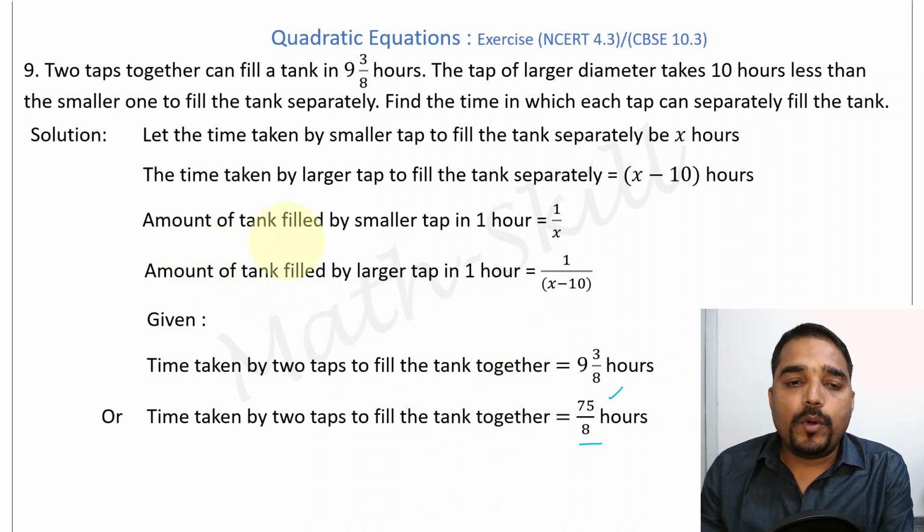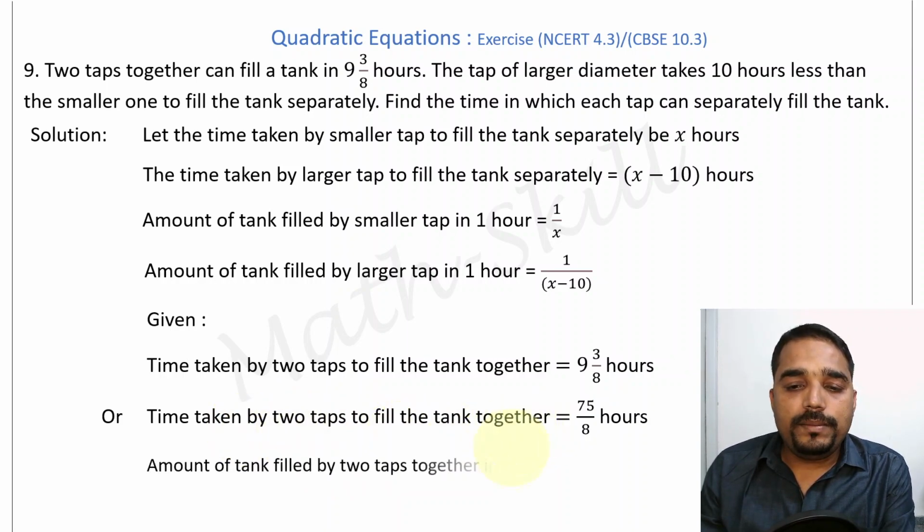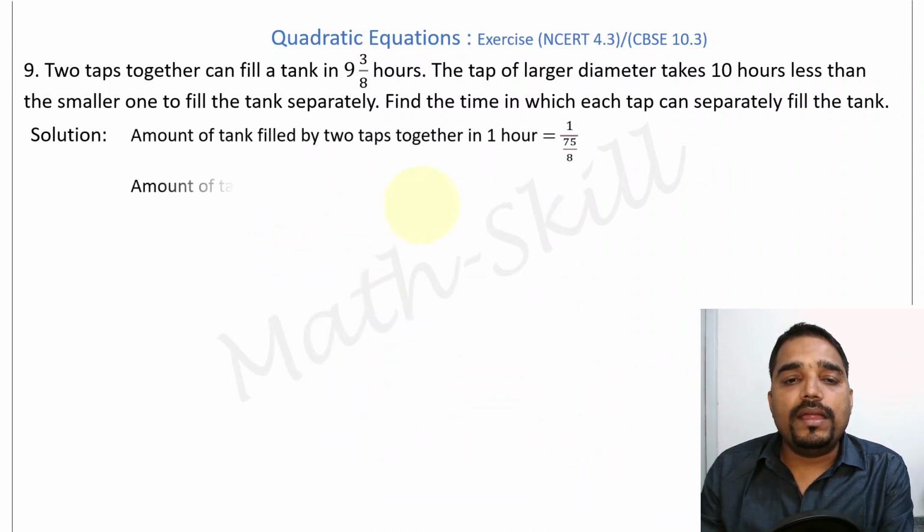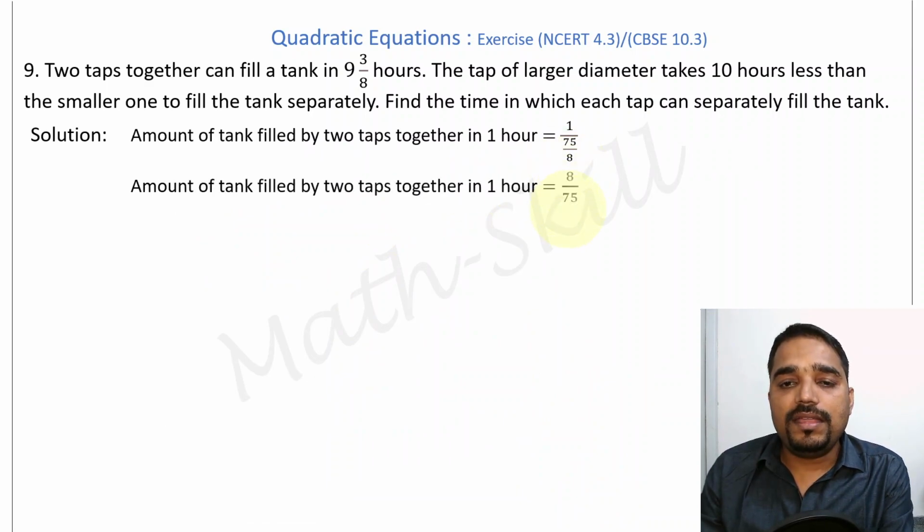Since we have found the amount of tank filled by the smaller as well as the larger tap in 1 hour, let us now find, if both taps are kept open, the amount of tank that will be filled in 1 hour. Based on the given data, this is 1 divided by 75 by 8. 1 divided by p by q, because there is a fraction in the denominator, gets reciprocated. That is, the amount of tank filled by both taps together in 1 hour would be 8 divided by 75. The denominator becomes the numerator. This 8 divided by 75 is the amount of tank filled by both taps together in 1 hour, which means that it is inclusive of two components.